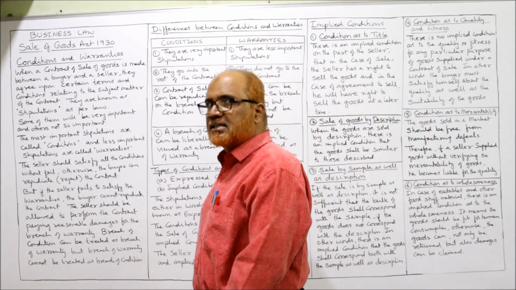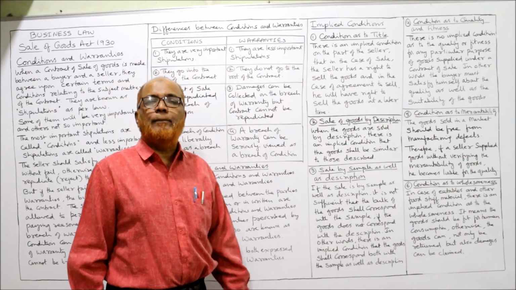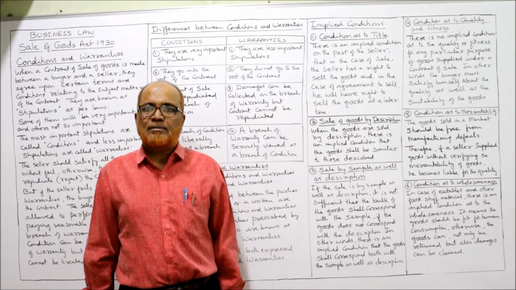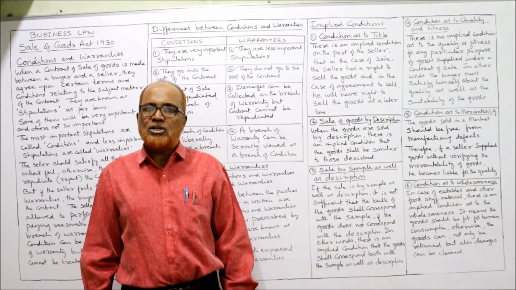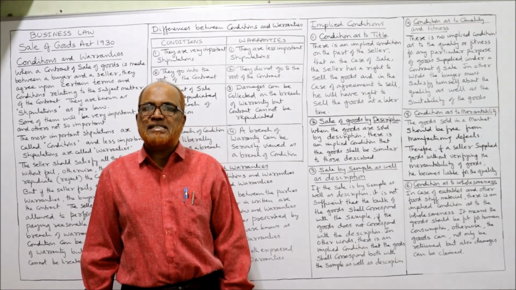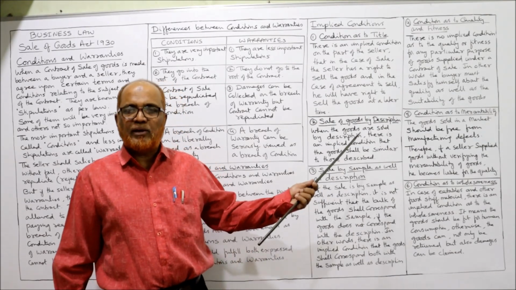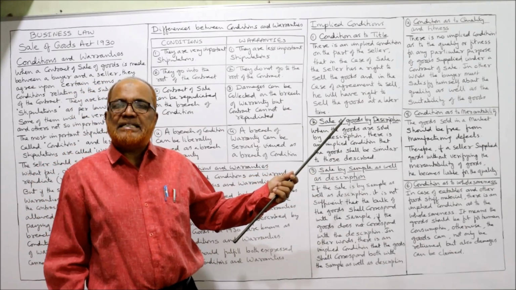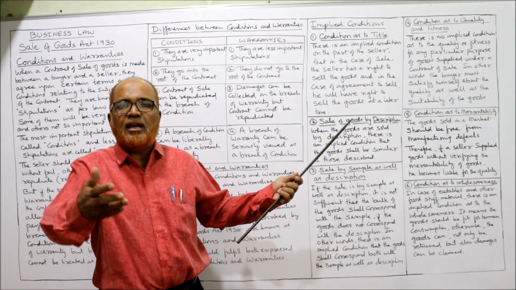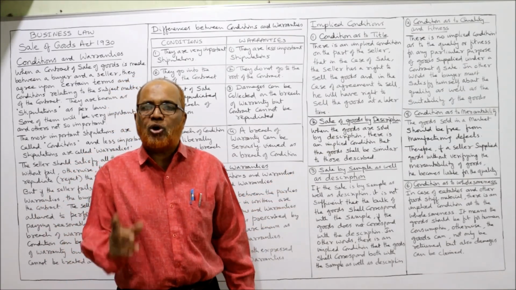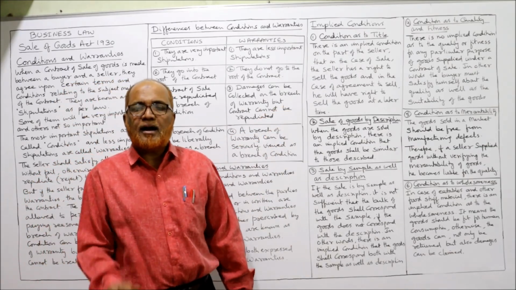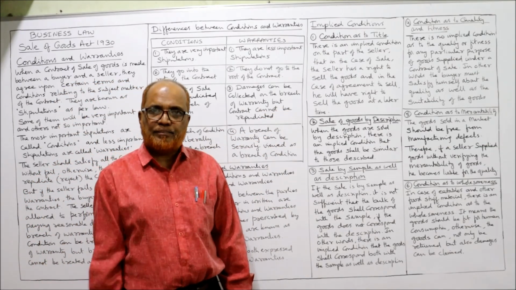Now I am going to explain implied conditions. In examination, they have asked, what are the implied conditions in a contract of sale? So here I am going to explain. The Indian Sale of Goods Act 1930 has given a number of implied conditions in a contract of sale. The first implied condition is condition as to title.